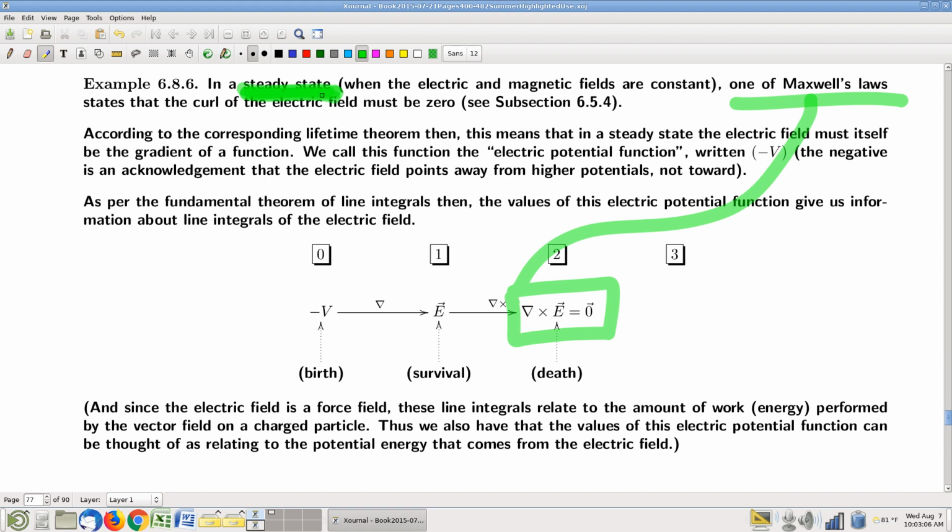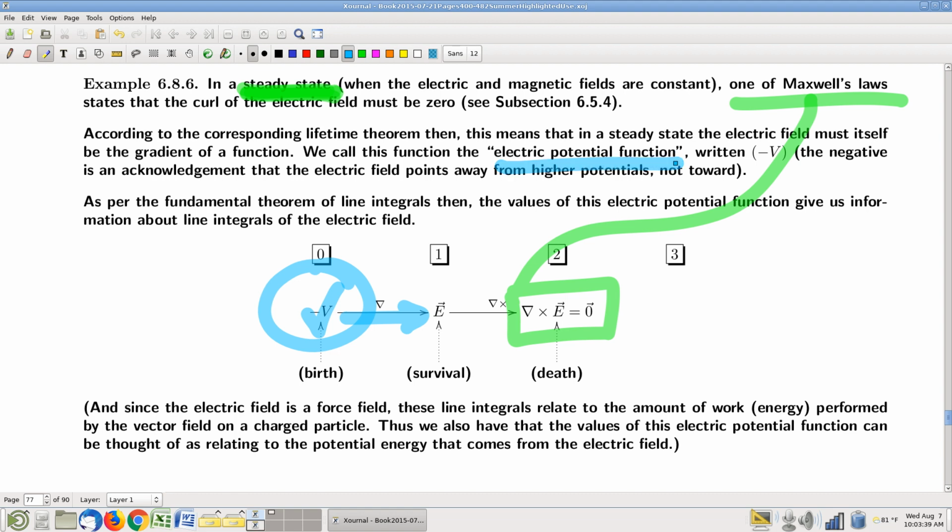And if we think about this from the point of view of lifetime theorems, well, if the curl is 0, that means that our electric field, whose curl is 0, is a gradient of something, and that something, a function, has to exist, right? And this is a function that is really important in physics. This anti-gradient function of the electric field, that's called electric potential.